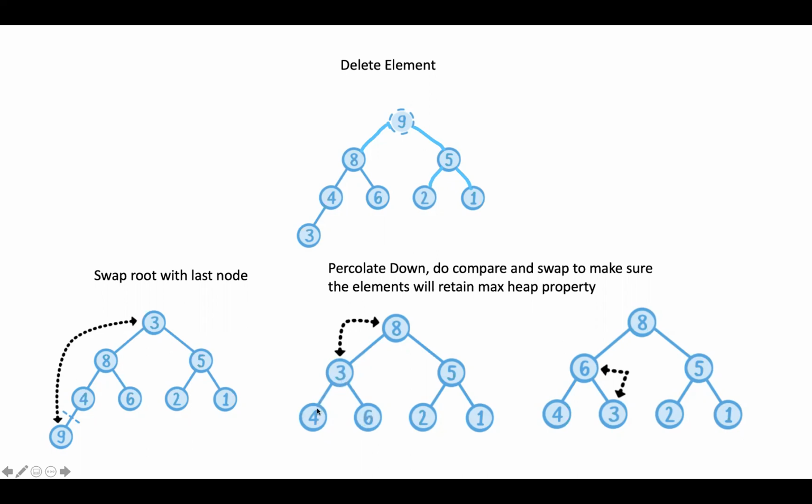I can either swap with 3 and 4, or I can swap with 3 and 6. But I have to choose swapping between 3 and 6, not between 3 and 4, because 6 is bigger than 4. So I have to make it the parent node of this combination. So this way we have reached this tree, and now it is a complete tree, along with having all the max properties. Each parent node has a bigger value than its corresponding child nodes.